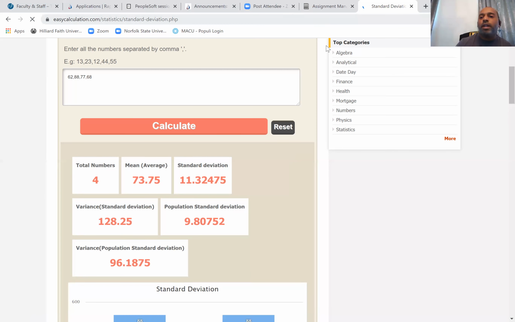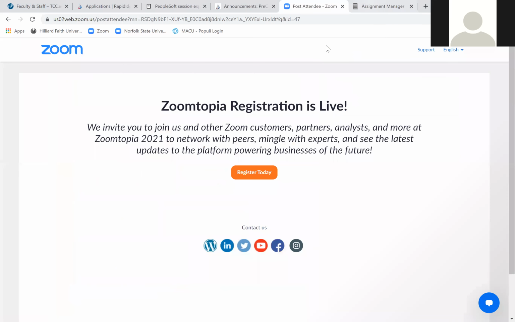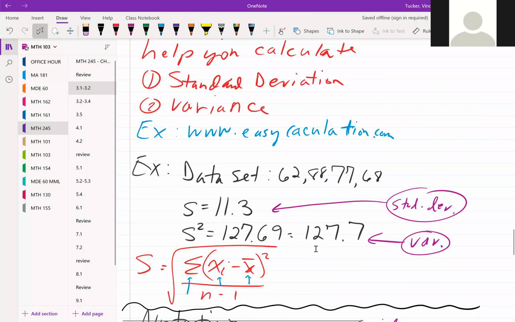All right. Any questions on easycalculation.com or what I expect from you as far as calculating standard deviation and variance? Pretty good. I did have a quick question. Going back to the notes, I noticed when you copied down the example for variance, the first one was 127.69 and then it was rounded to 127.7. Are we just rounding to the nearest tenth spot? It depends, and that's what I was saying, to make sure you pay attention in MyMathLab to what they ask for in that specific problem.